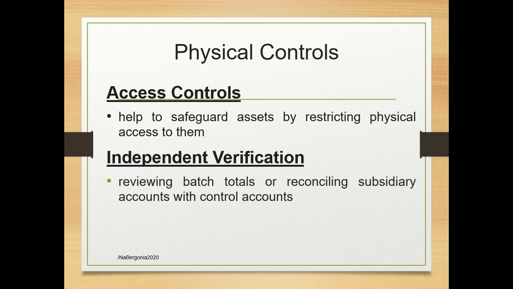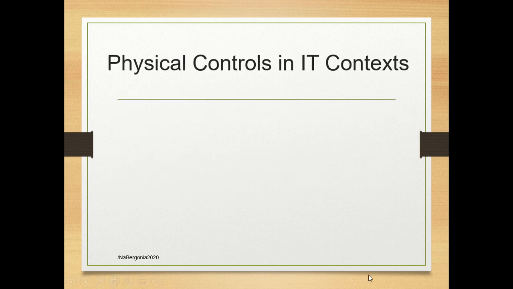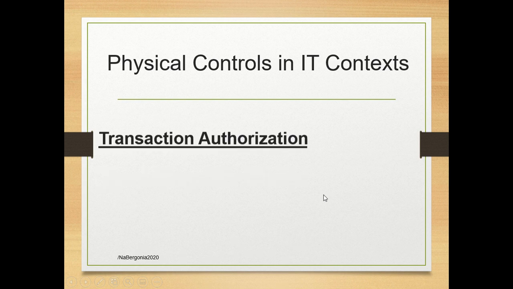Okay, so you could review the batch totals or reconcile subsidiary accounts with the control account. So those are some sort of independent verification. So that's the physical control. Now, let's have an example over these six activities in the context of IT.